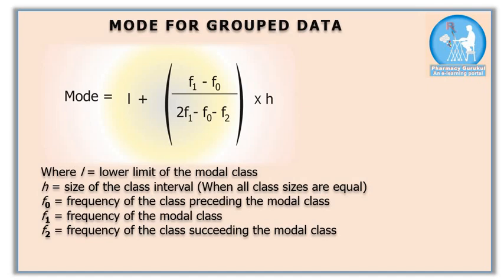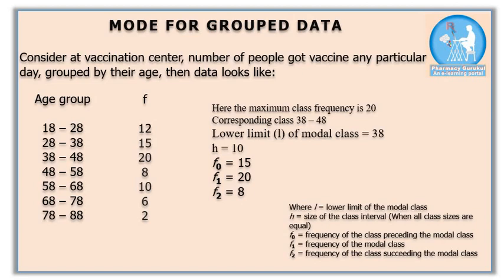Formula to calculate mode for grouped data. Here the formula you can see on the screen. Mode equal to L plus, within brackets, F1 minus F0 by 2F1 minus F0 minus F2, bracket closed, into H, where L equal to the lower limit of the modal class, and H is the size of the class interval. F0 is the frequency of the class preceding the modal class. F1 is the frequency of the modal class and F2 is the frequency of the class succeeding the modal class.